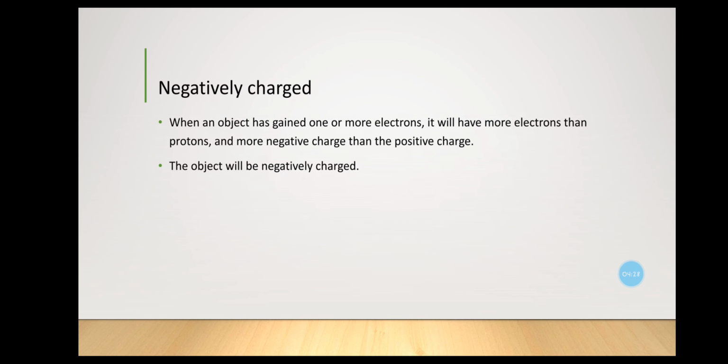Negatively charged, when an object has gained one or more electrons, it will have more electrons than protons and more negative charge than positive charge. The object will be negatively charged. And that's it for now.